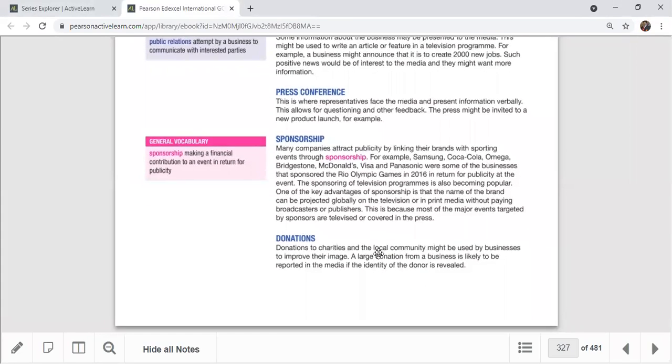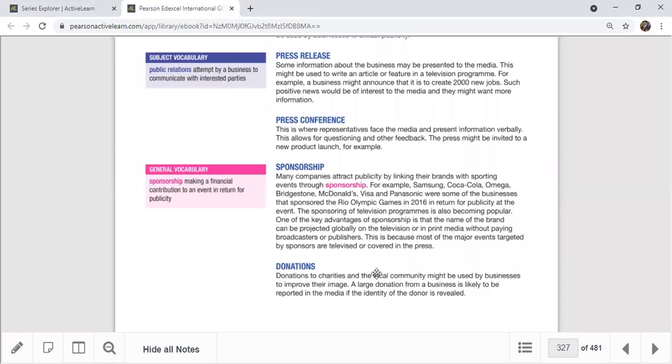The fourth method of public relations is donation. There are a lot of community projects and everything. Sometimes a donation to flood relief programs, tsunami, pandemics, or whatever natural disasters. Donations are coming. So donations to charities and the local community might be used by businesses to improve their image.